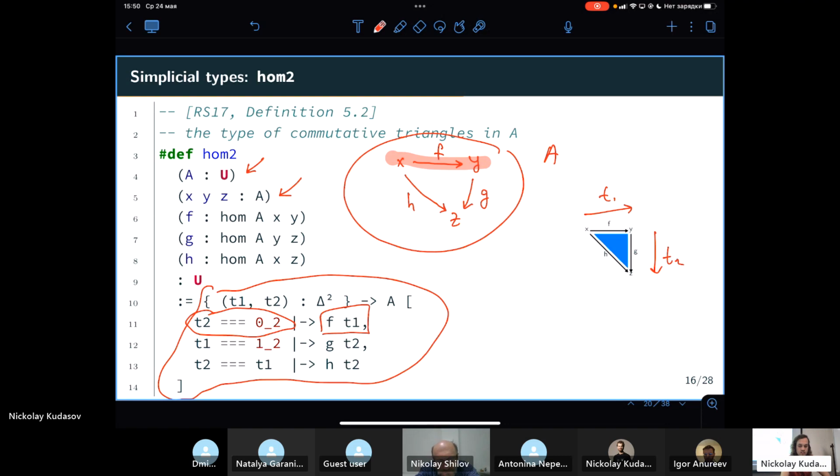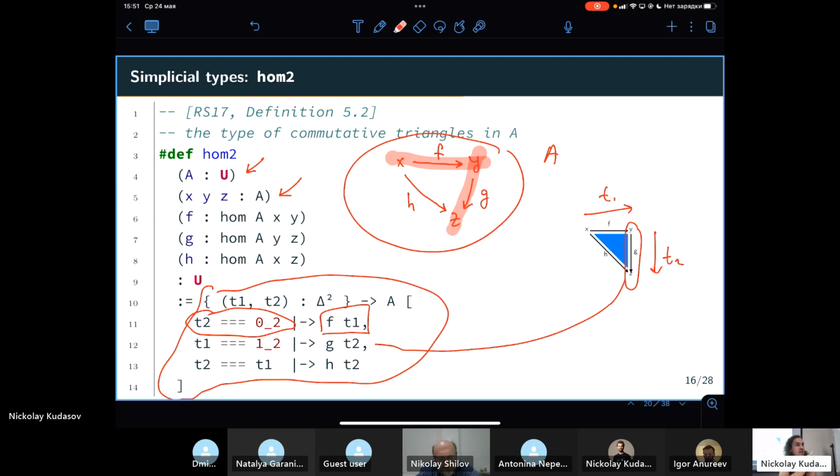So when t2 is 0, that means the upper arrow together with the endpoints should be the same as f. But then if t1 is equal to 1, which would correspond to this, this would be g. But now, interestingly, between this and this, we have an intersection, right? They intersect at the point y.